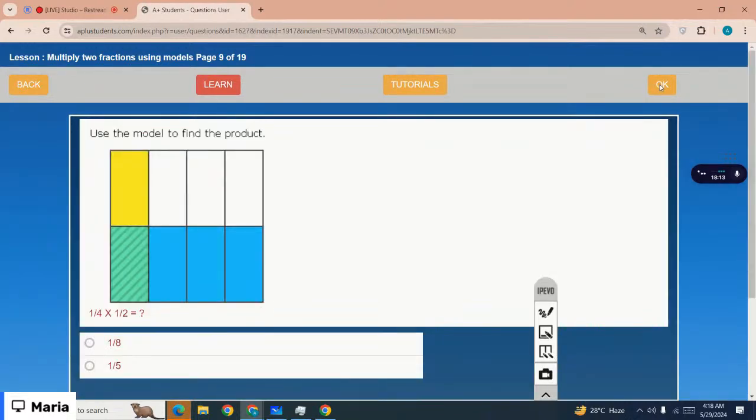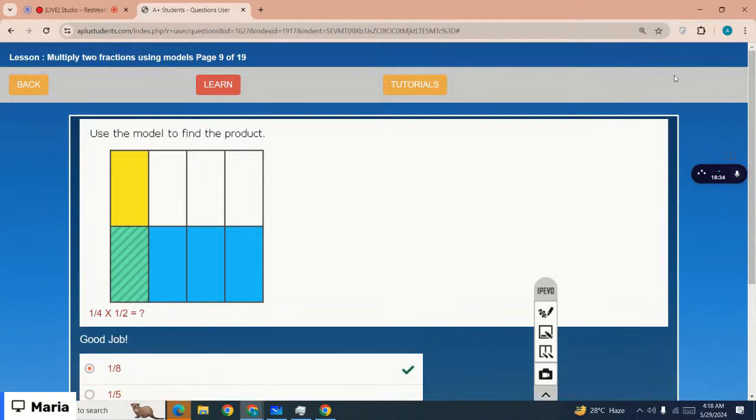The next one is 1 by 4 times 1 by 2, which is the correct option? The correct option is, yes, that is 1 by 8. Option number 1 is the correct option.